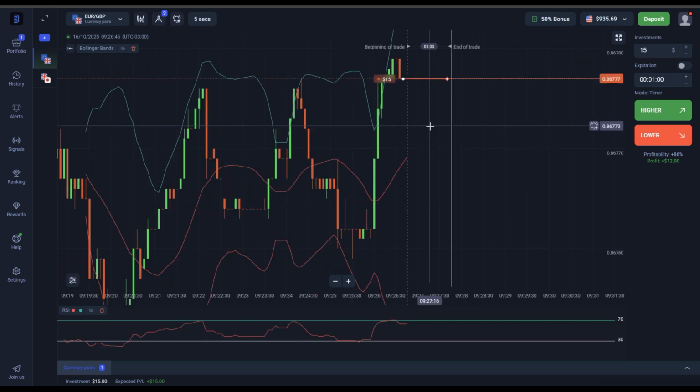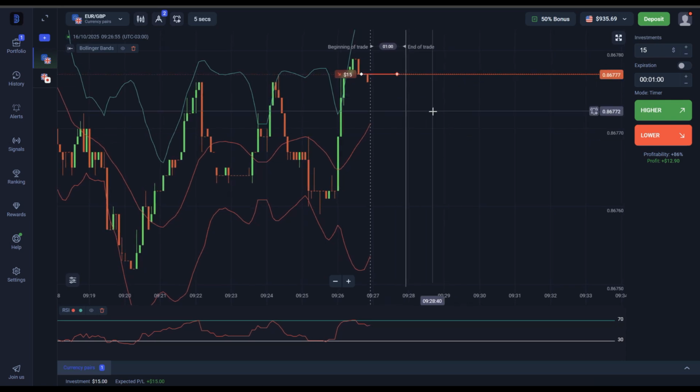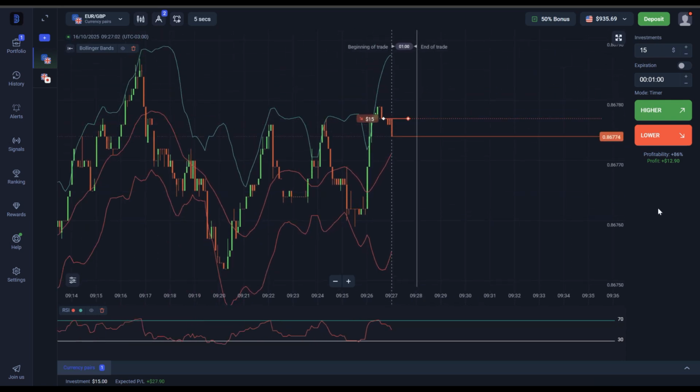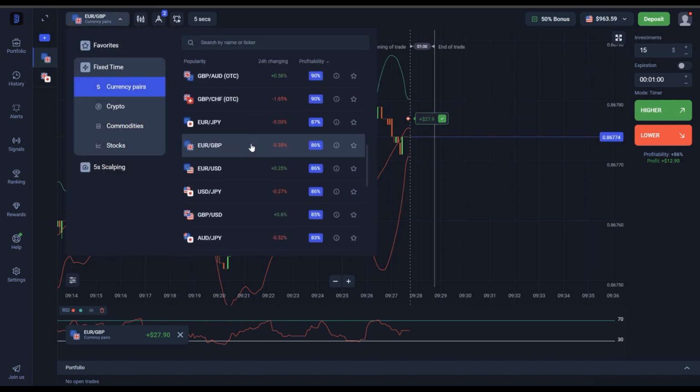We also have a touch of the upper Bollinger Band. Everything indicates that the impulse is over, and I'm waiting for a price reversal. The trade is closing in profit. Let's go look for another signal.